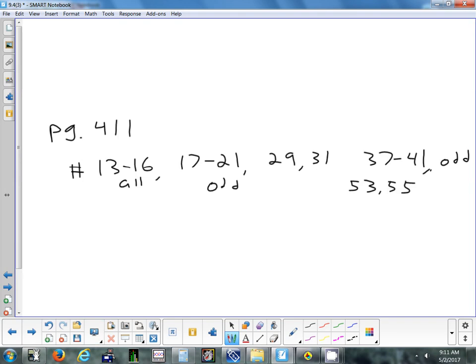All right, so the homework, let's see, we'll start page 411 in the packet. 13 to 16 all, that's matching. 17 to 21, just the odds. 29, you can skip 31. And then 37 to 41, those are odds. And just do 53. 53 is like the last one we did. So if you get stuck on it, don't spend a ton of time worrying about it. Focus more on the stuff before that one. If anybody needs extra help, I will be here tomorrow after school, and we'll have our test on Friday.